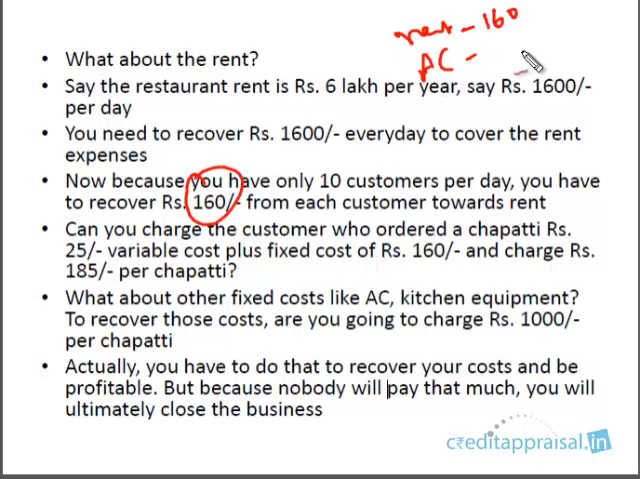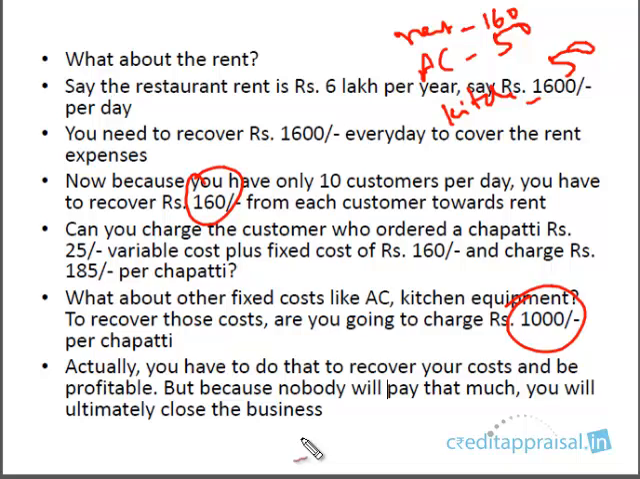Maybe AC is going to come around to some 50. Oh yeah, right, maybe the kitchen equipment. These are all fixed assets. To recover these fixed assets, you have to charge this much amount per customer, right? Per day. Kitchen equipment maybe another 50. You go on adding all this, and maybe ultimately you arrive at the cost of the roti or chapati to be 1000. So are you going to charge this 1000 per roti?